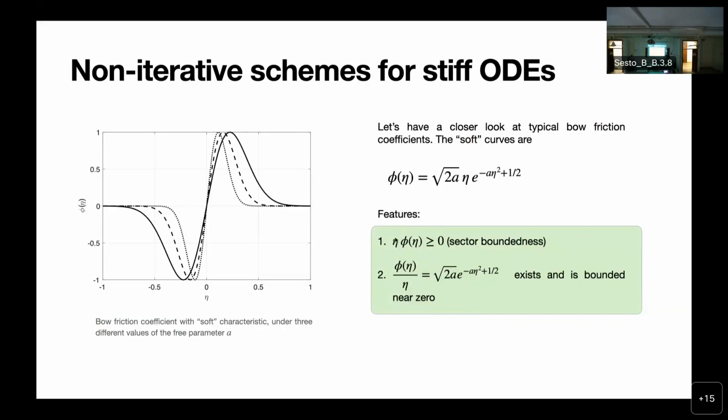The first property is sector boundedness that we talked about a lot. So we said that eta and phi of eta have the same sign. So if you multiply eta and phi, then you'll always find a positive function. But the second property that is really, really important is that the ratio of phi and eta exists. So this function is also always well-defined. And that's a very important property, and we're going to try to exploit this property in order to construct schemes that are fast and that do not require Newton-Raphson.